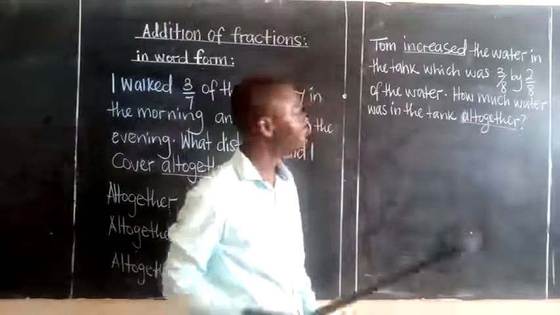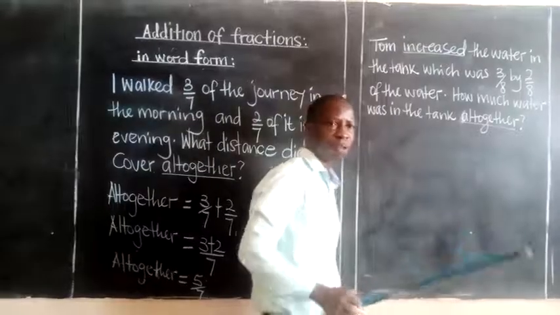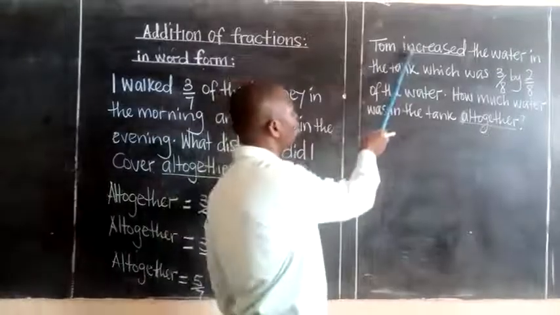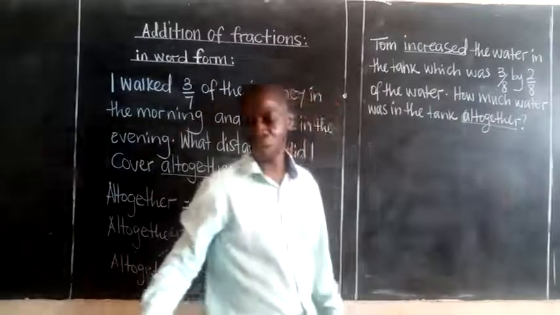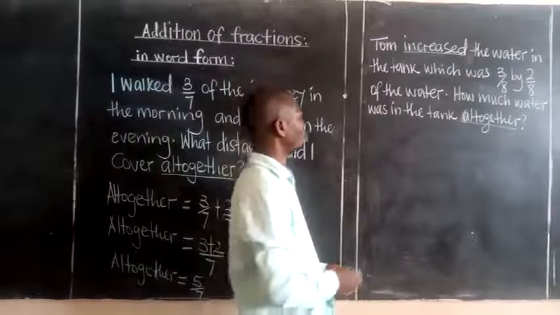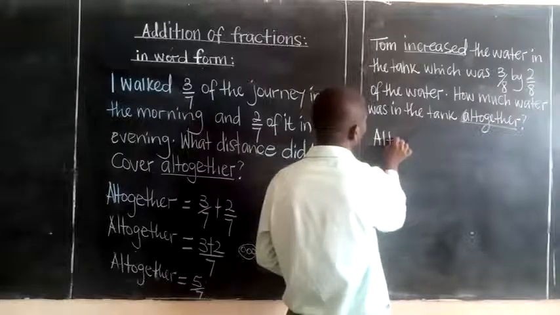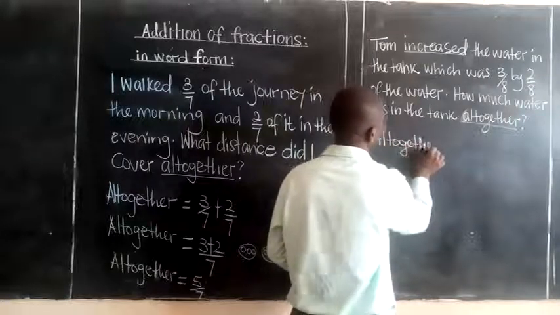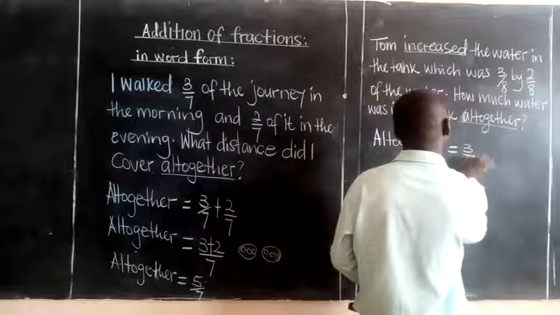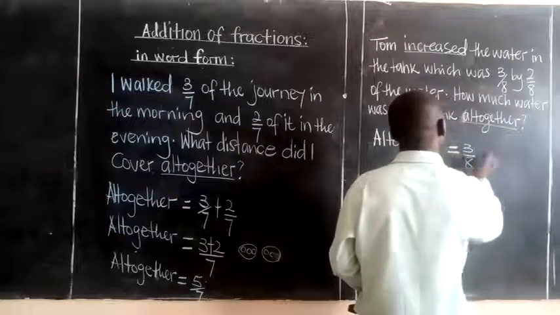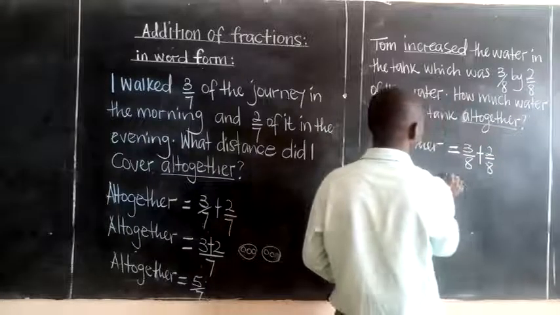All these words mean addition. So we shall add. Because of that word increase. We said to increase is to add on something. And then still there is this word altogether. Altogether also requires addition. So we shall start off with this word altogether, which is in our question. Altogether, 3/8, the water which was in the tanker, and then it was increased. They added 2/8.